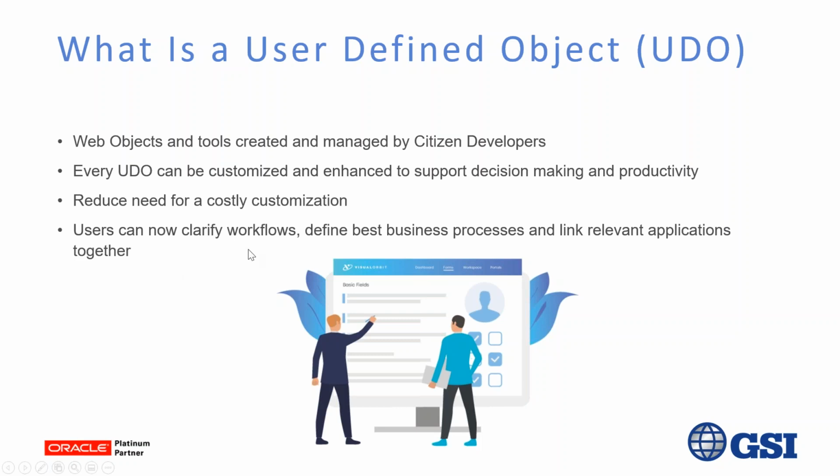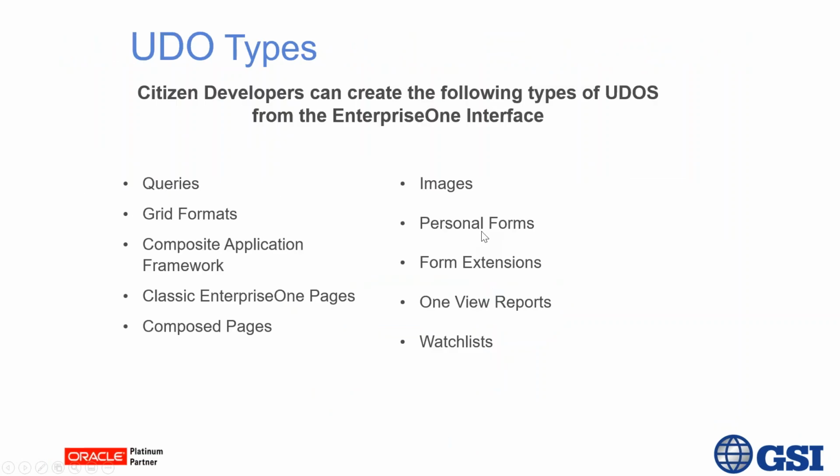But your users can now actually define the best business process and make them work together very simply by themselves. They don't have to have extra help. This is what we're going to talk about today. The UDO types we're going to refer to: queries, grid formats, composite application framework, that's CafeOne, one of my favorite things, classic EnterpriseOne pages, composed pages, images, personal forms, form extensions, OneView reports, and watch lists.